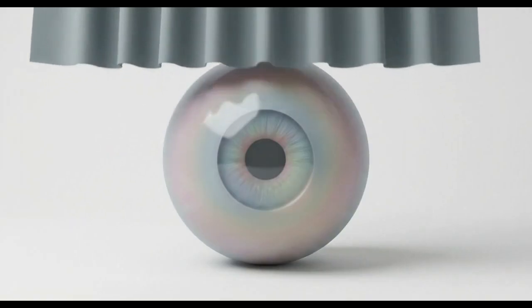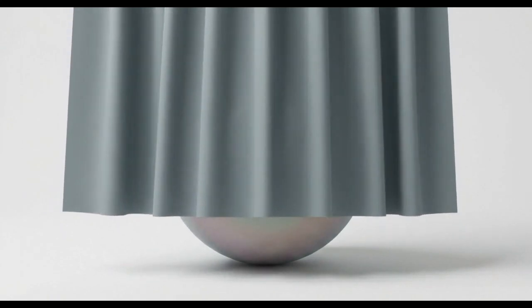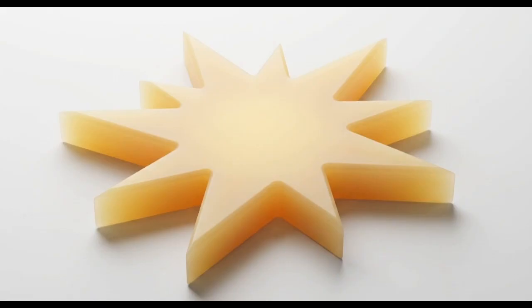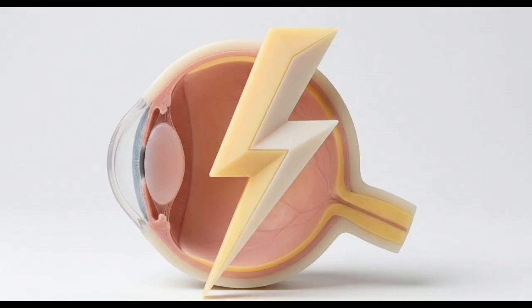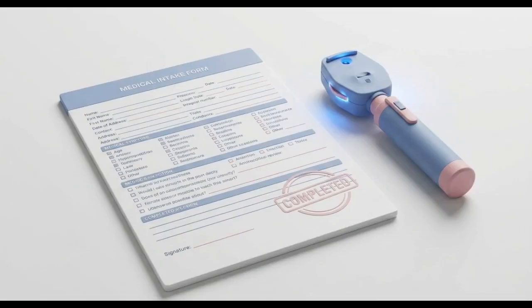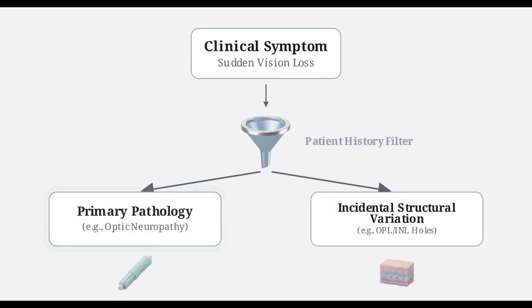For example, we must determine if the patient perceived their vision loss as a physical curtain dropping over their field of view. We also look for associated symptoms that might rule out specific pathologies, including flashes, floaters, pain during eye movement, or pre-existing systemic diseases. These subjective details provide the necessary framework for interpreting the objective tests that follow. Without a specific history, it becomes difficult to differentiate the primary cause of vision loss from unrelated structural variations.